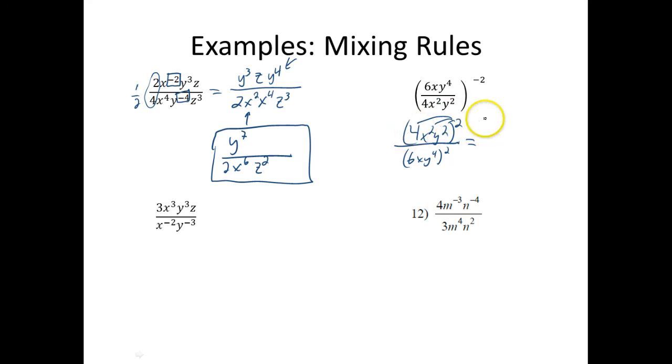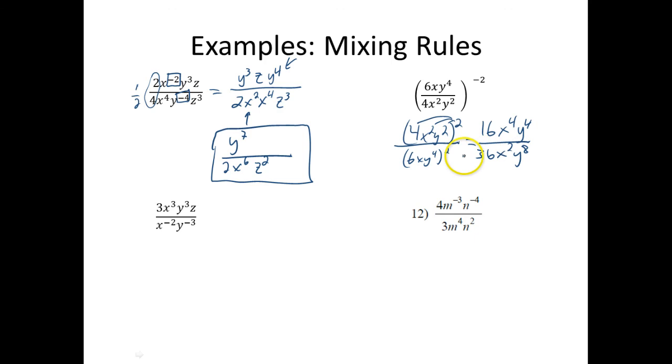I'm going to skip a couple steps here. Let's see what happens. So 4 squared is 16. X squared squared, I multiply 2 times 2, is x to the 4th. Y squared squared is y to the 4th. Then on the bottom, I'll have 6 squared is 36. X squared. Looks like I'll have y to the 4th squared, which we multiply those, is y to the 8th.